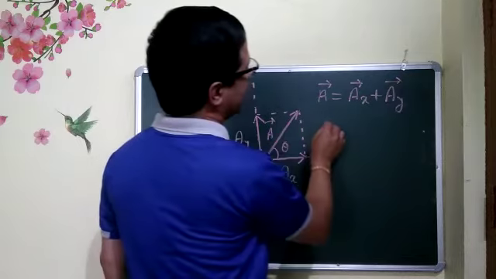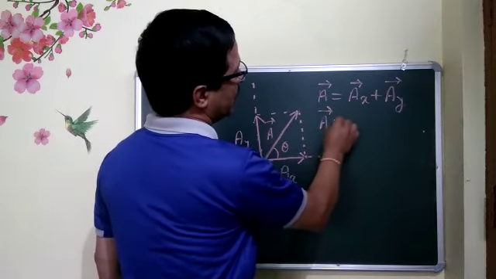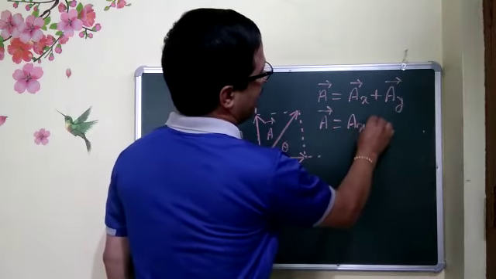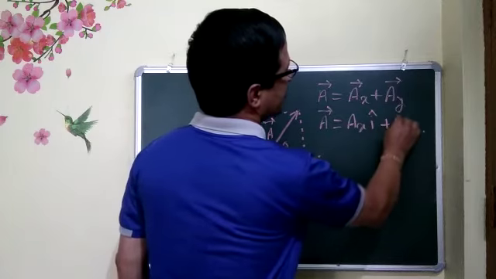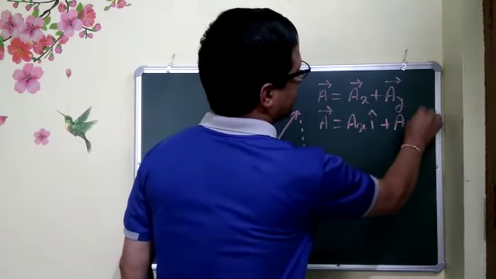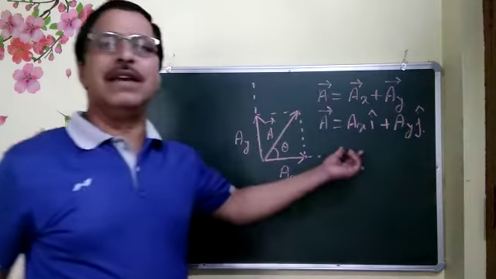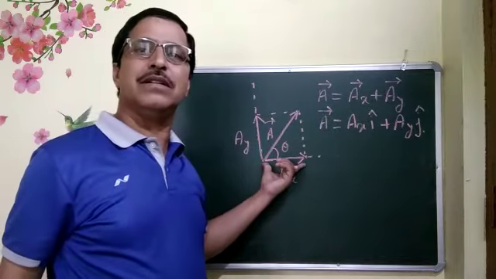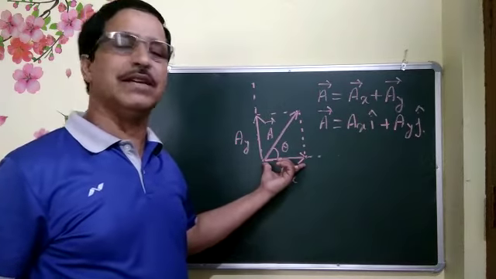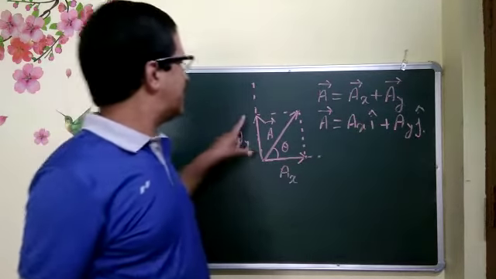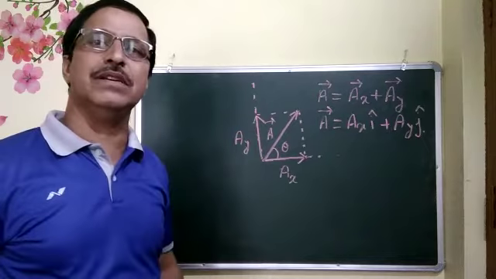This can also be written as A equal to ax i cap plus ay j cap, where ax is the magnitude of the x component of the vector and ay is the magnitude of the y component of the vector.